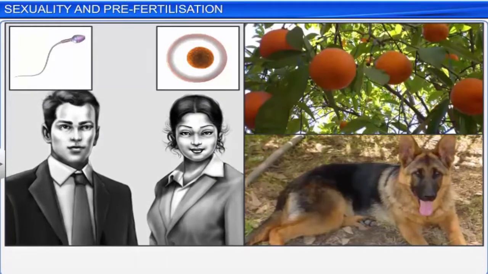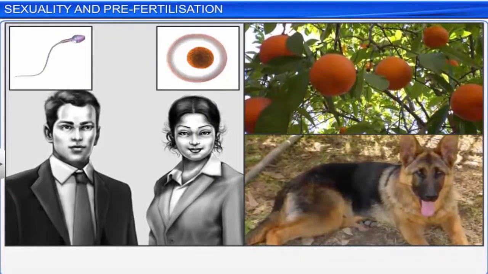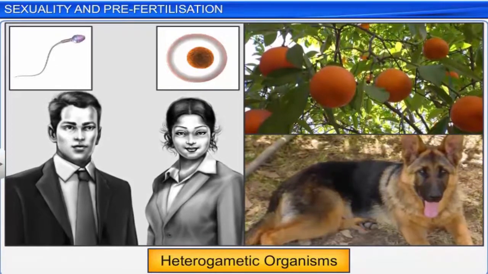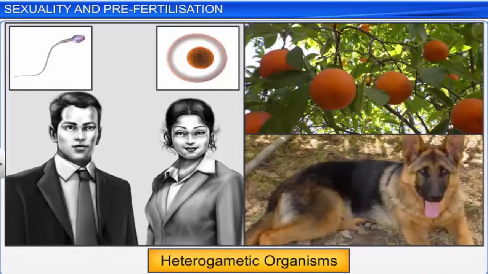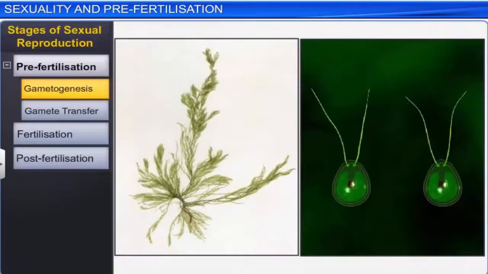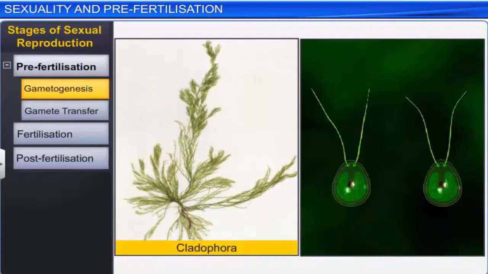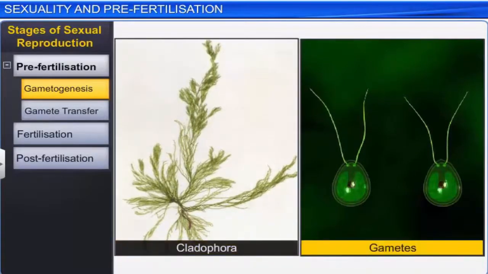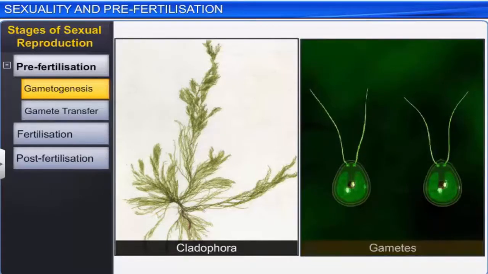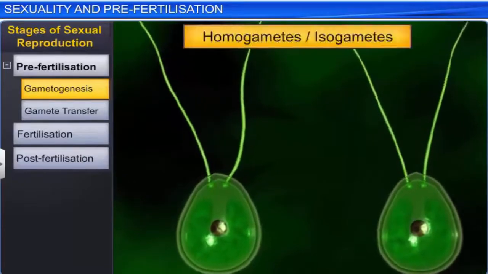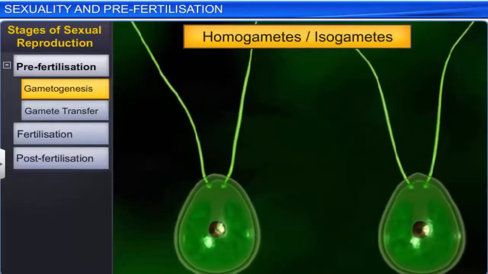Most sexually reproducing organisms, including human beings, are heterogametic, which means their gametes are heterogametes. However, in the case of some algae such as Cladophora, the gametes are so strikingly similar that it is not possible to categorize them as male and female gametes. Such gametes are therefore called homogametes or isogametes.